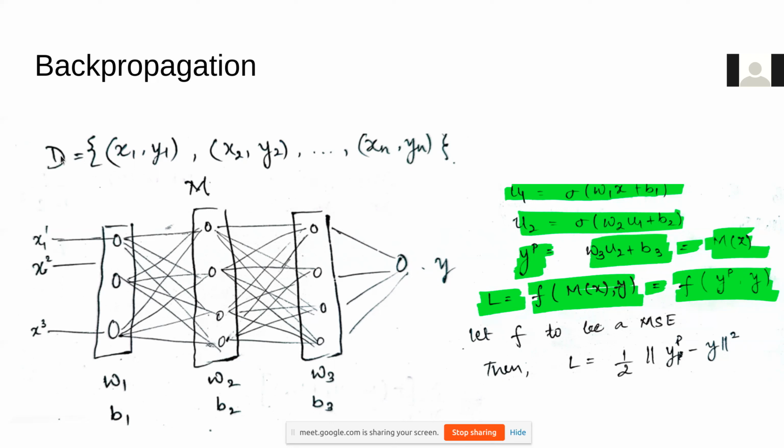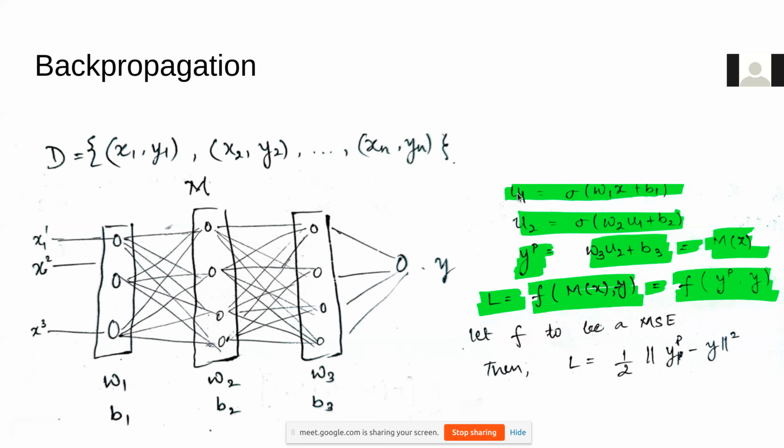Now here D represents the training data, that is x1, y1, x2, y2, up to xn, yn. So D is a data set of n distinct points, where x represents the inputs and y is the target label. Let's also assume that the sigmoid is the activation function to be used.